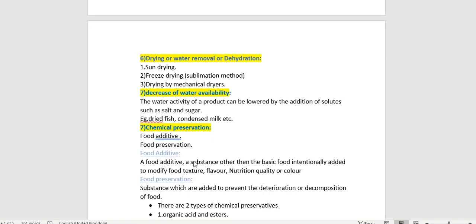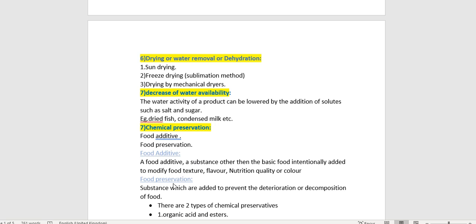How many types? Two types. So what are they? Food additive and food preservative. What do you mean by food additive? A food additive is a substance other than the basic food intentionally added to modify food texture, flavor, nutrition quality or color is being called as food additive.